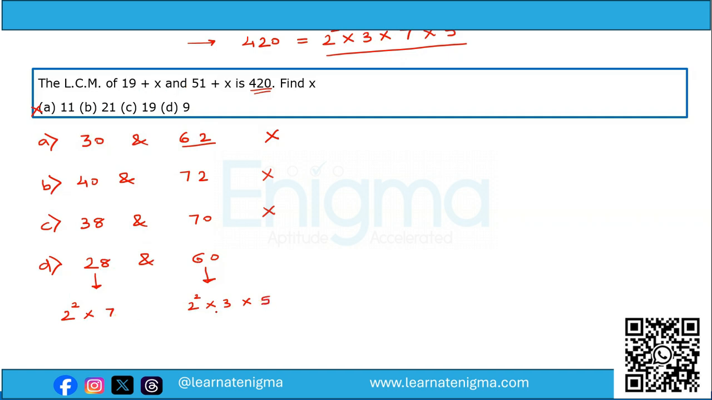So the LCM, we can see 2 raised to 2 is common, so we will eliminate from one thing, and we will get here 2 raised to 2 into 7 into 3 into 5, exactly the same thing. So answer D will be our correct answer.